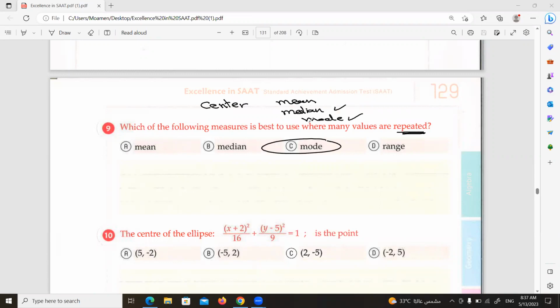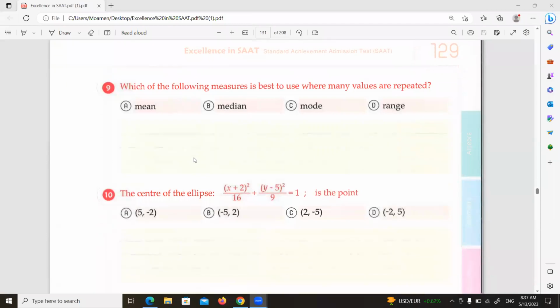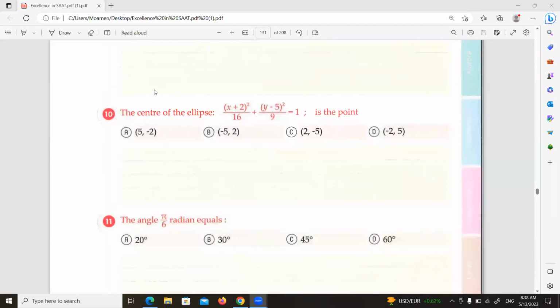We use the median if you have extreme values, which means values that are very far from the collection of the other values. We use the mean if we have homogeneous data. So if the data is repeated, we use the mode, and the mode is the most frequent number, the most famous number.